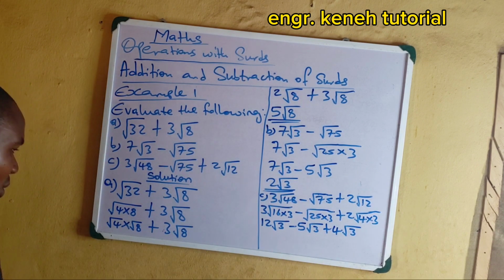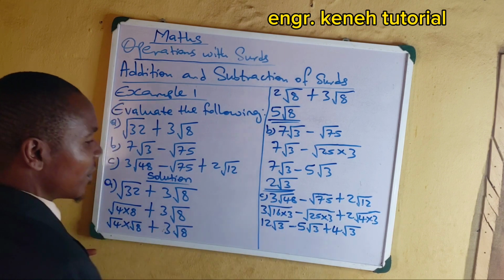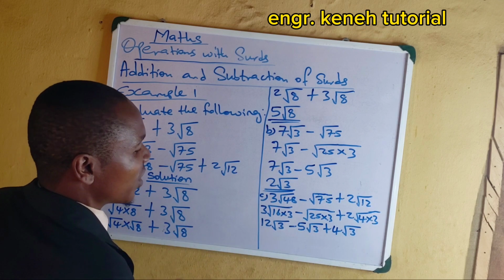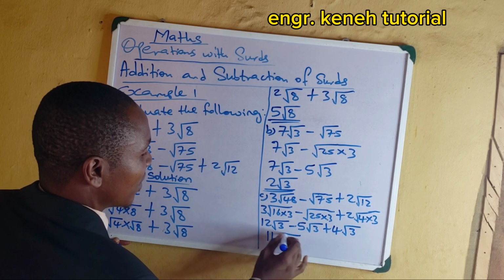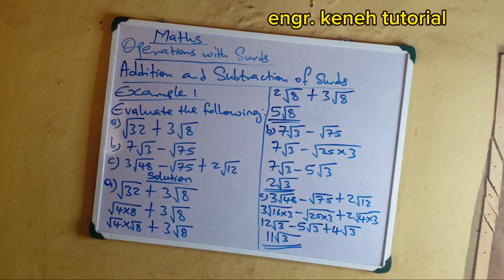So they are similar. You can now carry out the addition and subtraction operations. So you say 12 minus 5, which will give us 7. Then 7 plus 4 gives us 11. So you have 11 root 3 like this. So that is how this can be solved. Addition and subtraction of surds. But before you do this, make sure that they are similar. If they are not similar surds, there is no way it can work, so you should just stop wasting your time.